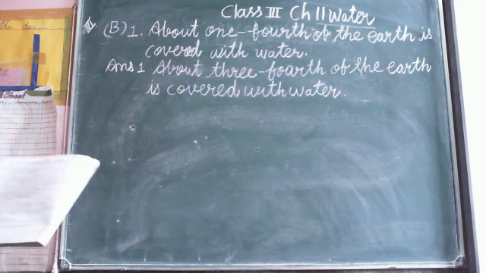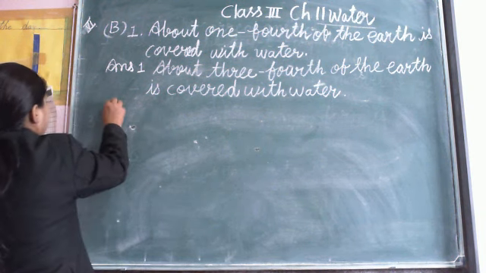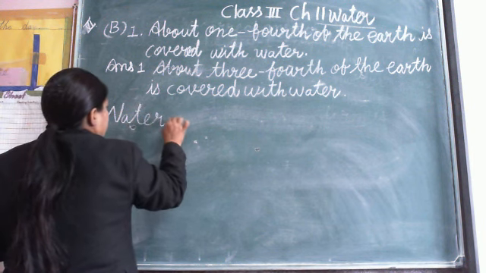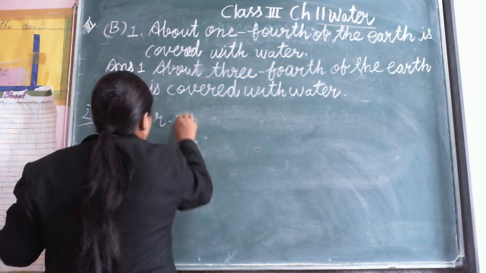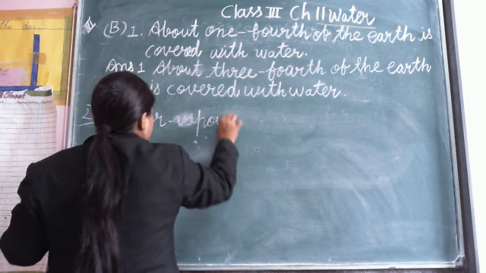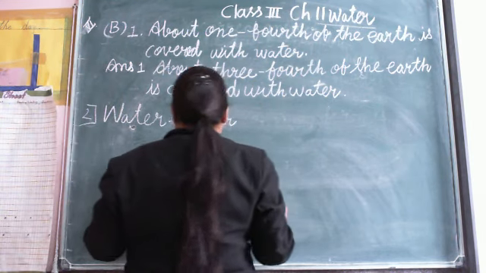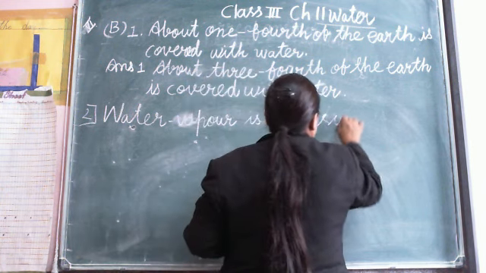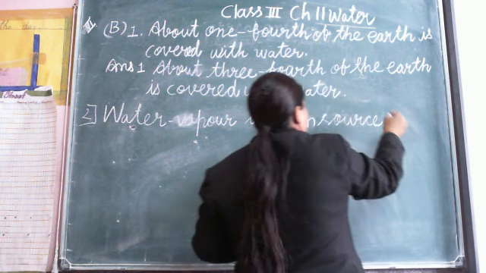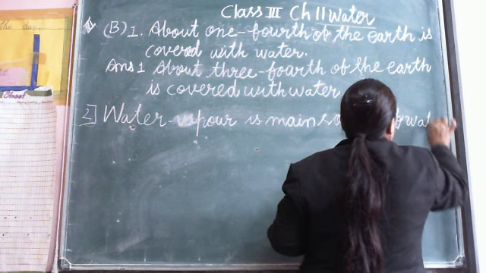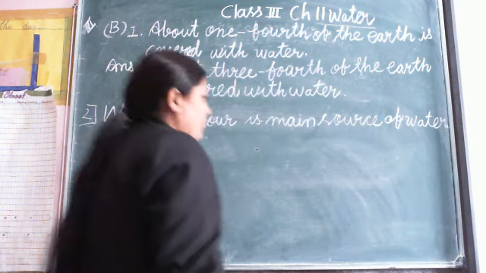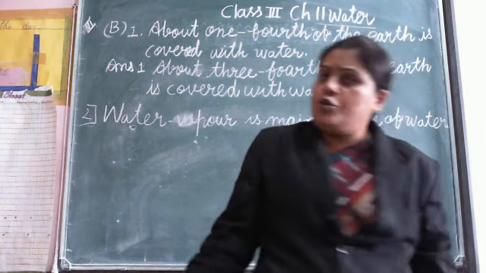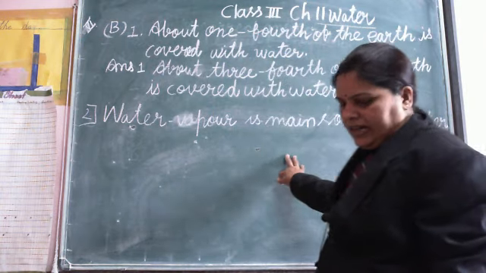Now let's see number 2. Water vapor is the main source of the water. No, this is wrong. Water vapor is not actually the main source of the water. Rain and the snow both are the main source of the water on the earth.